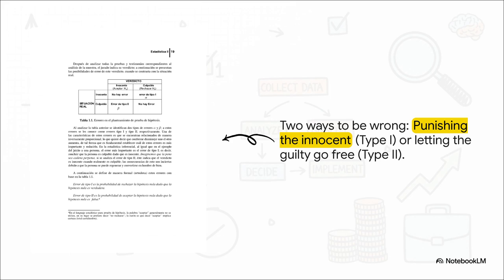Now, you'll see some of the text here is from one of our Spanish sources, but the idea it shows is totally universal. See, in any decision like this, there are two ways you can mess up. A type 1 error is like convicting an innocent person. You stop a perfectly good production line. A type 2 error? That's letting the guilty go free. You end up shipping a bad batch of products. Hypothesis testing is all about consciously trying to balance these two risks.